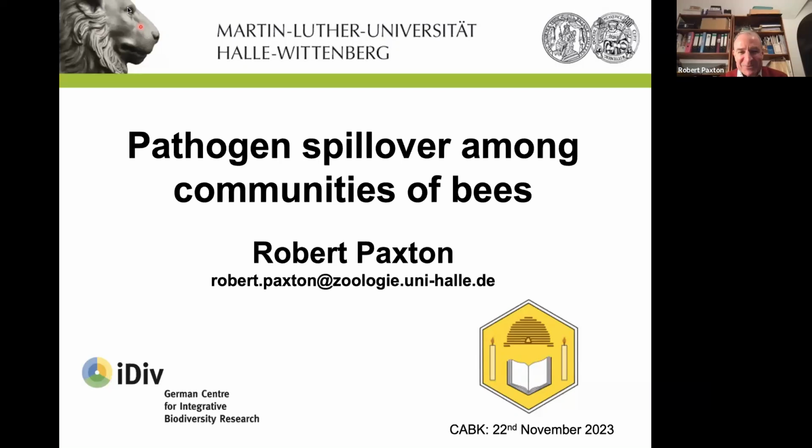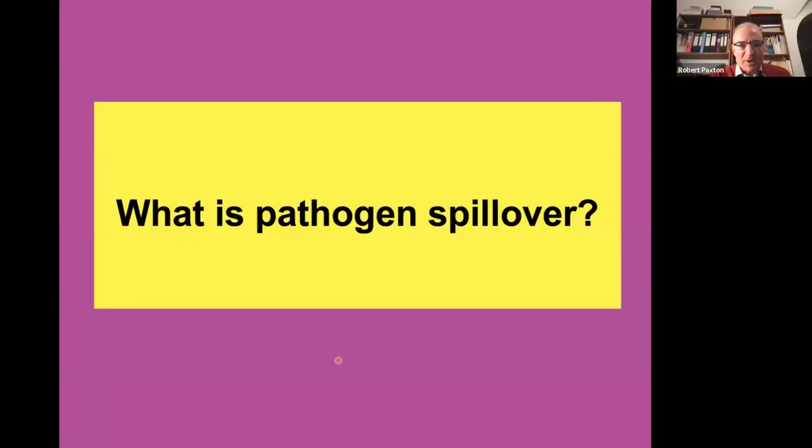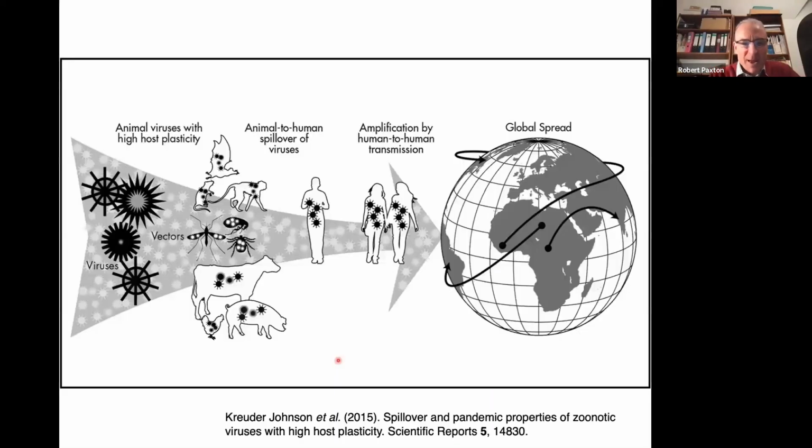Thank you very much for the very kind and generous introduction. What do we mean by pathogen spillover? Here I've taken a couple of examples. Pathogen spillover is the movement of a pathogen, like you can see here on the left, where I think these little dots are meant to represent viruses, from one species to another, that may be man, which may or may not then go on to cause an epidemic within the human population.